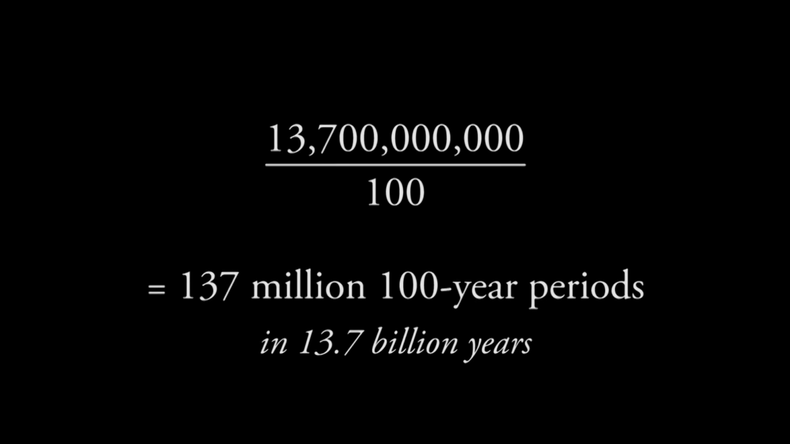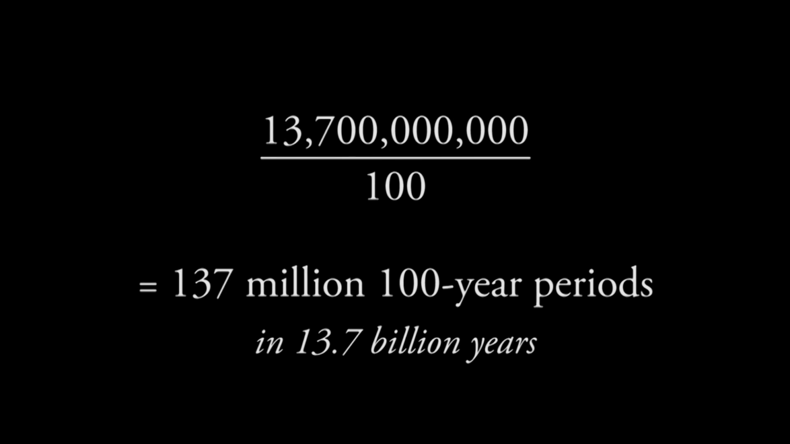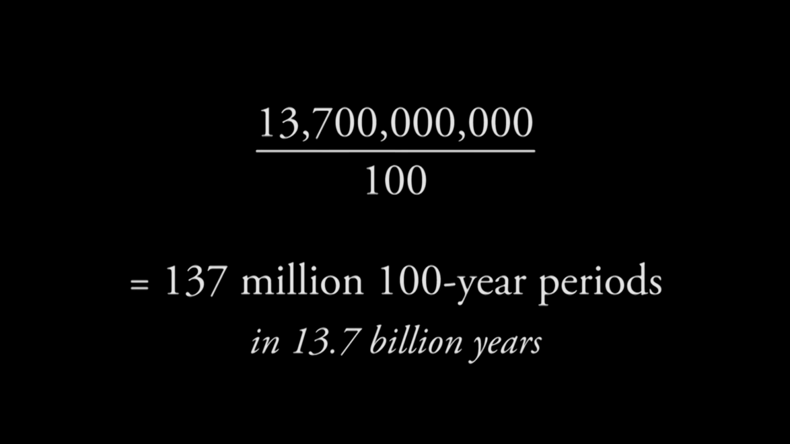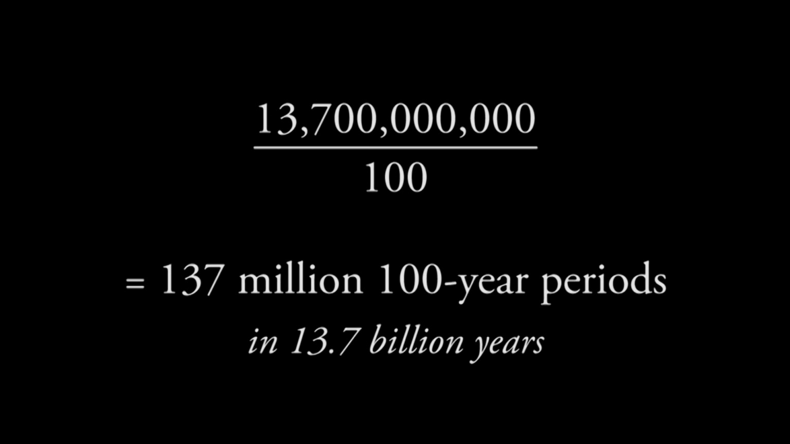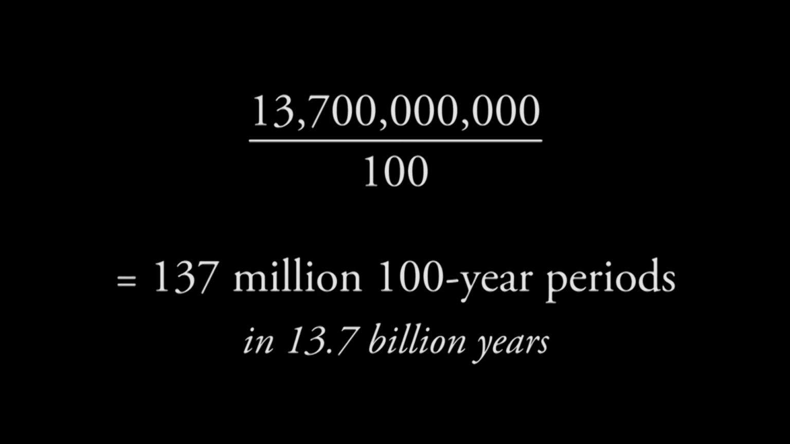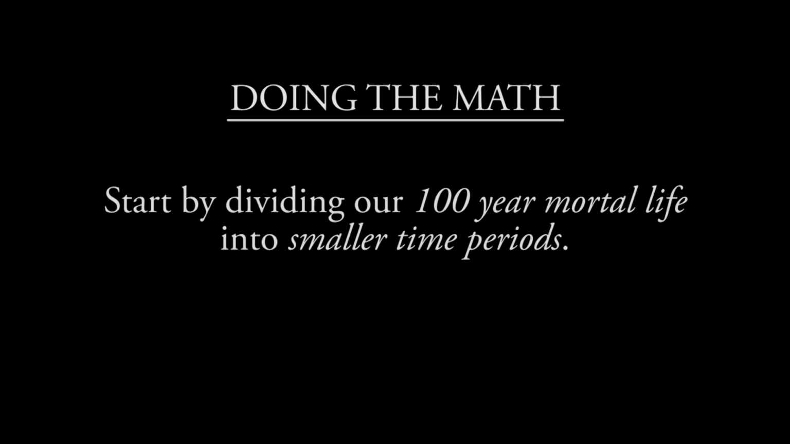Now we have something which will help us relate better to eternity. We'll just consider it 100 years at a time. What we need to do now is reduce our expected 100-year mortal life to an amount of time that our mortal life would be in relation to a 100-year period of eternal life. So now we have to do the math, and we start by dividing our 100-year mortal life into smaller time periods. Each year has 365 days, so there are 36,500 days in our 100-year mortal life.